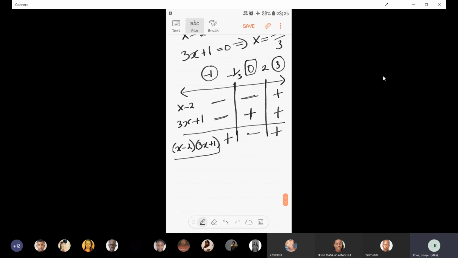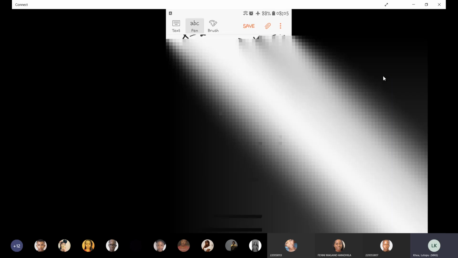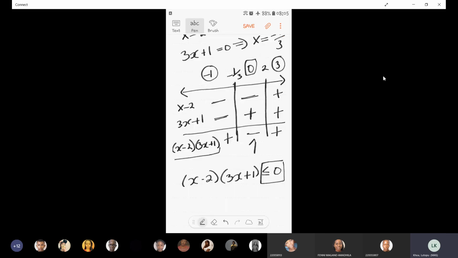Then I write the question again after I had factorized it. So I have x minus 2, 3x plus 1. This is less than or equal to 0. Now this less than or equal to 0 is what I will use to decide which regions I am looking for. Less than or equal to 0, this is negative. So this is negative.